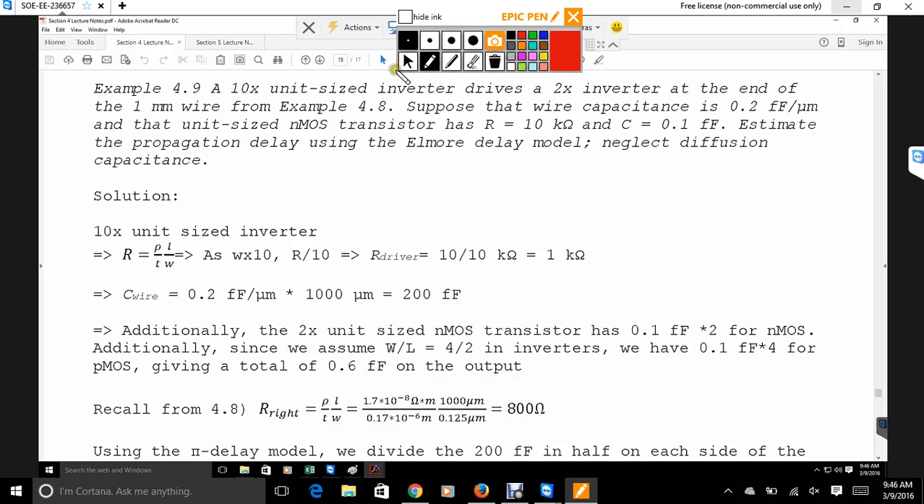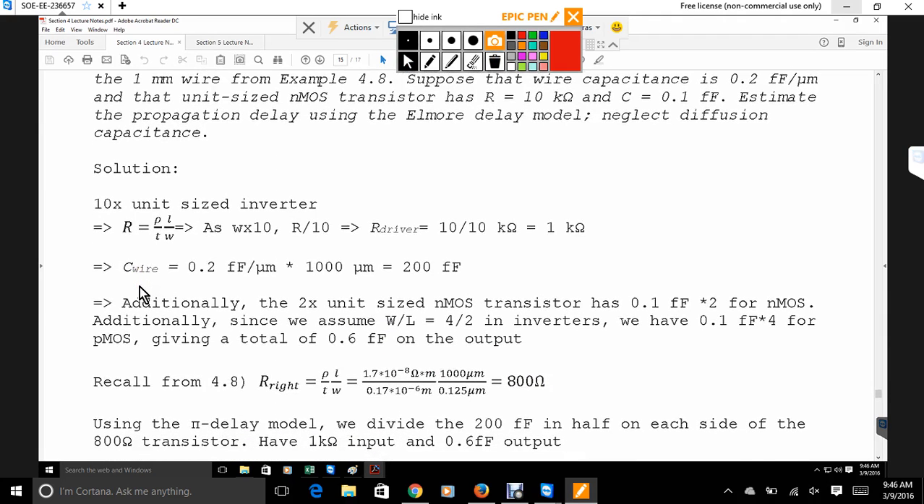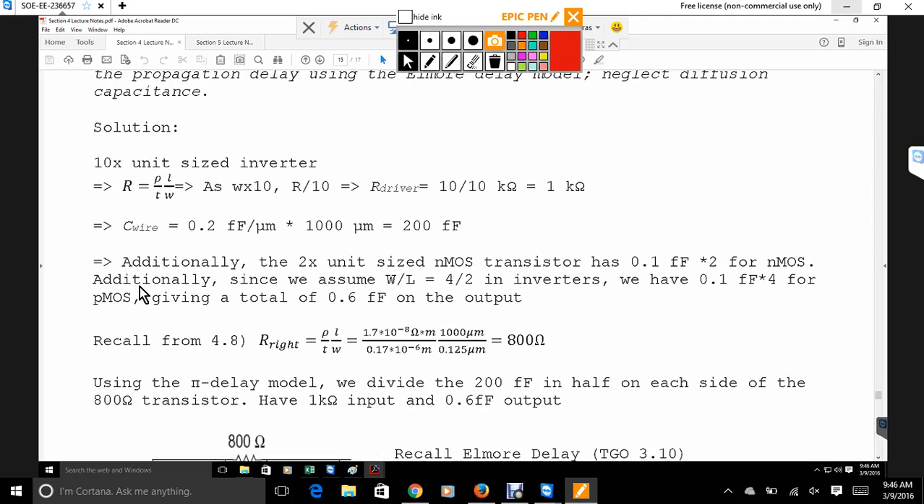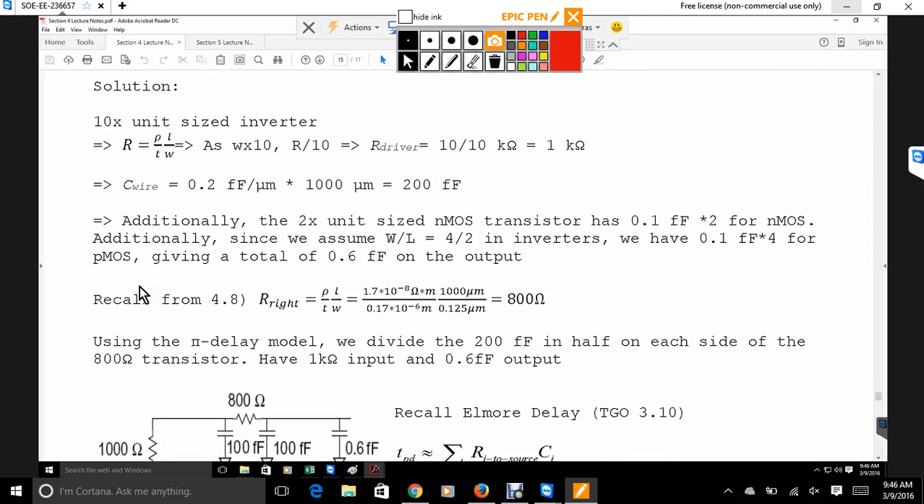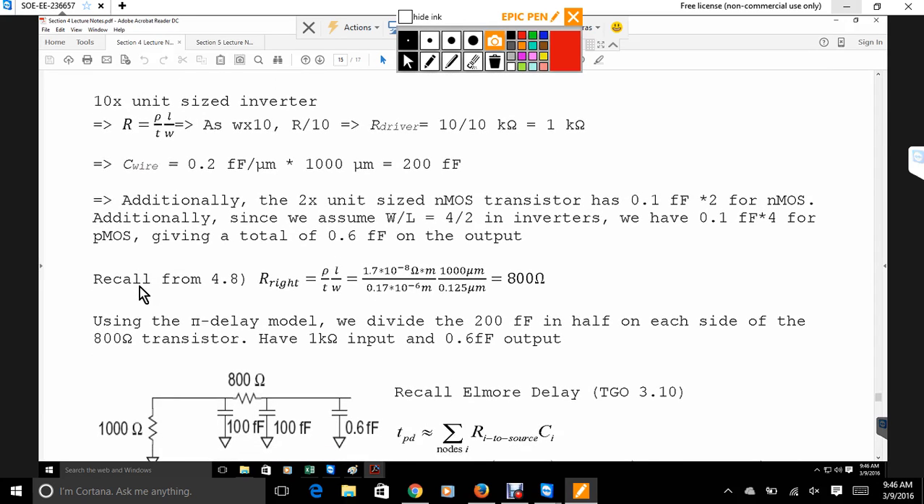So here's how all these numbers tie together. We have the capacitance of the wire, we have the resistance of the 10 times unit inverter, and then we're going to have the resistance of the 2 times unit inverter. We're going to put that all in there.